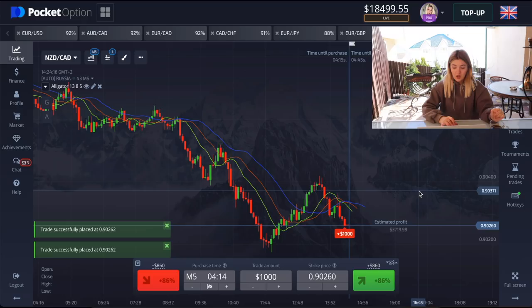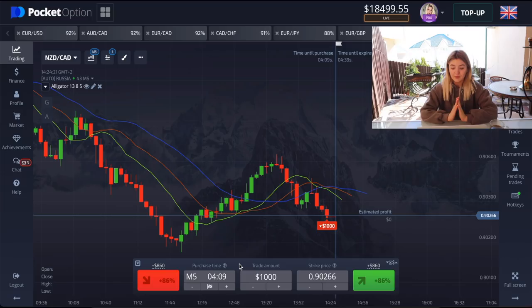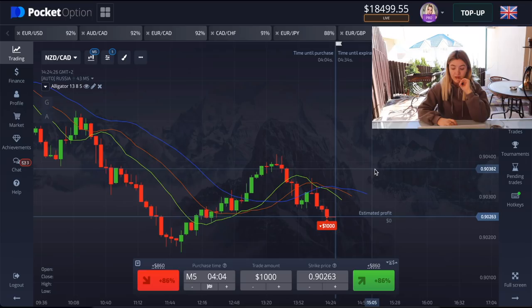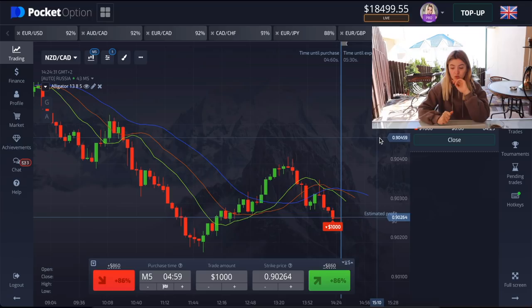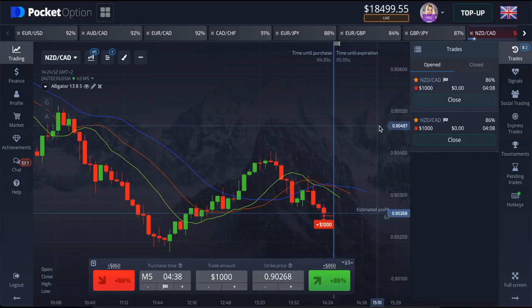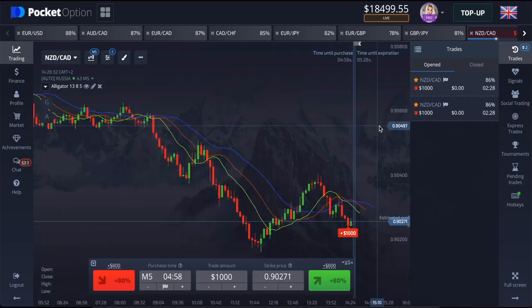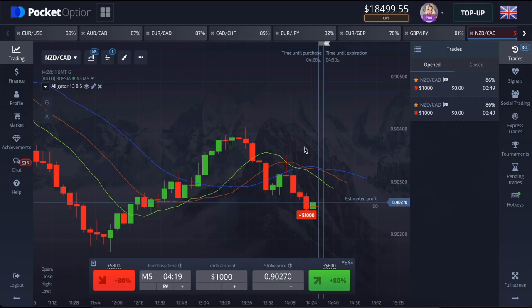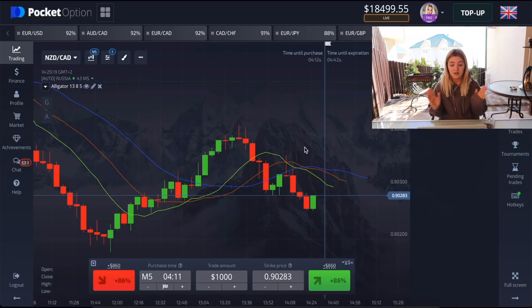Well guys, right here we see a good situation and I'm gonna make a put option on 5 minutes. The expiration time will be 5 minutes. We see that the alligator is falling down and the lines are going apart from each other, so I've made $2,000 and let's wait for the end of our bet. Well guys, it's a loss, but there is no trading without losses, and I'm gonna double the bet to $4,000 and let's try to recover the loss.